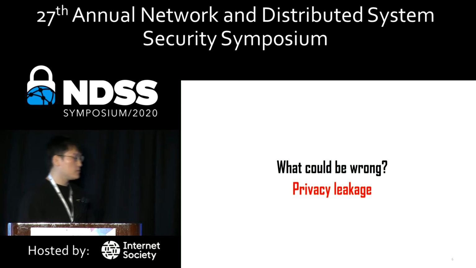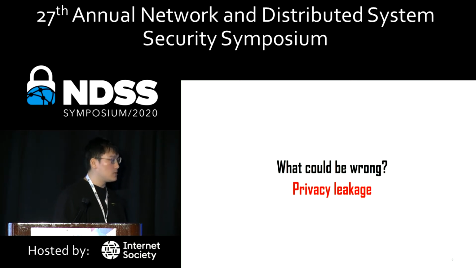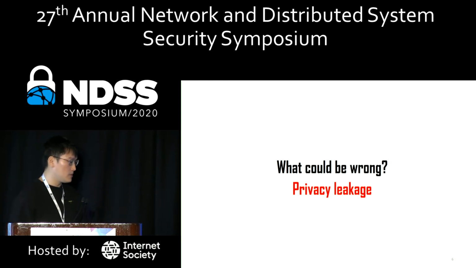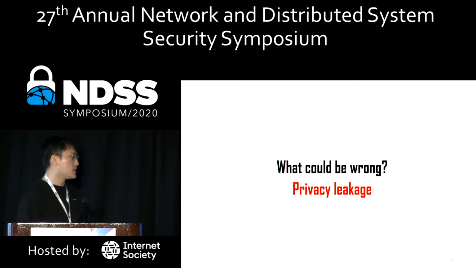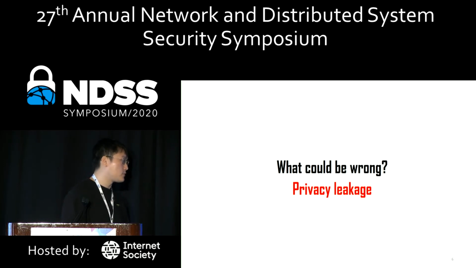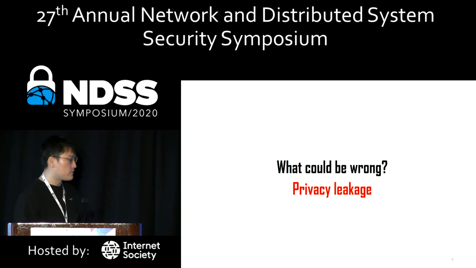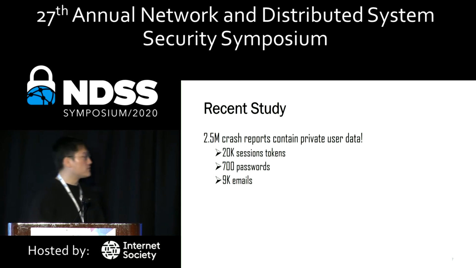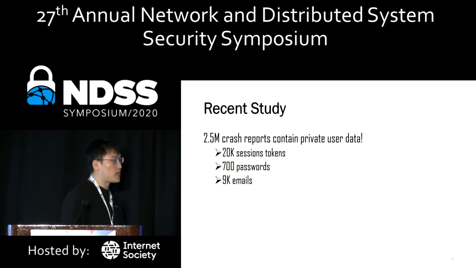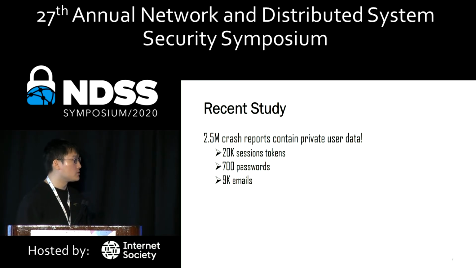So what could go wrong here? Imagine all the crashes from the user end being stored on the server side with all this kind of data. Obviously there will be privacy leakage. There have been many major data breaches recently, including the SSN leakage from Equifax and the password leakage from Facebook. This is definitely one of the concerns that inspired this research. One recent study tried to evaluate the impact of such privacy leakage among crash reports.